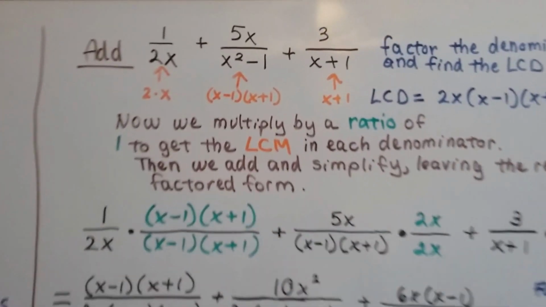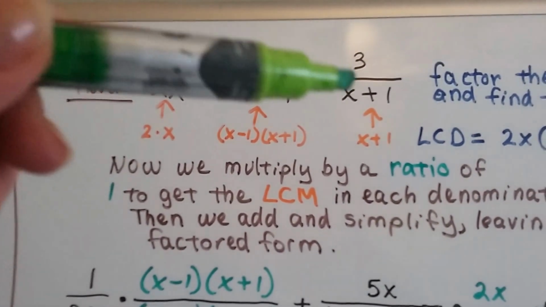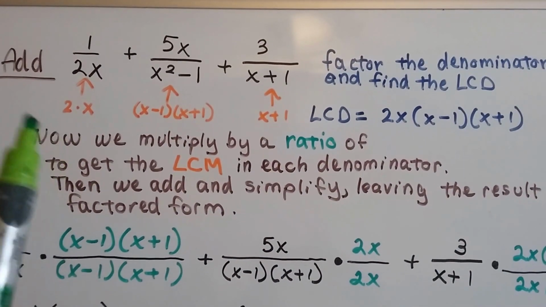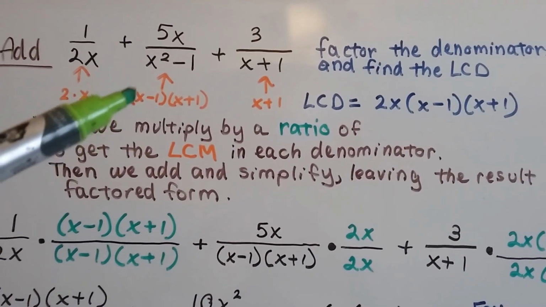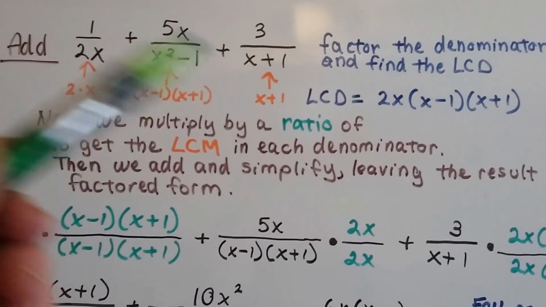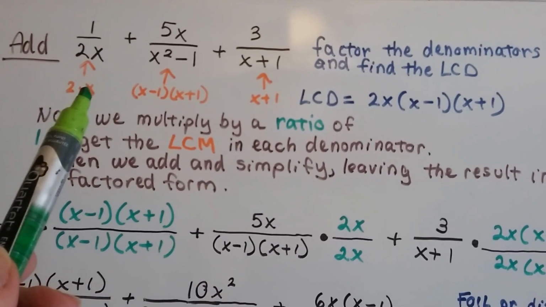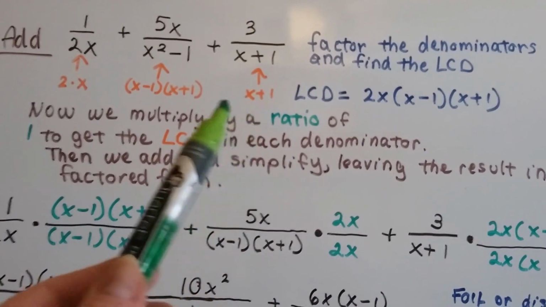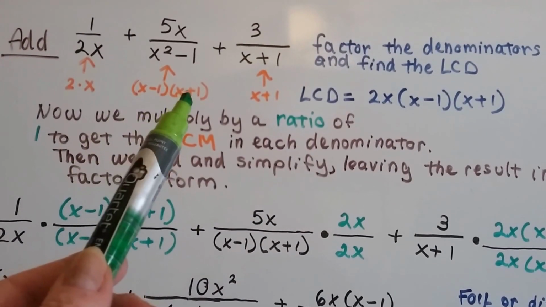All right, so we want to add this expression to this expression to this expression. So the first thing we have to do is factor the denominators and find that least common denominator. This is 2 times x, isn't it? This factors out as x minus 1, x plus 1, and that's just x plus 1, isn't it? So our least common denominator is going to be 2x times x minus 1, x plus 1. See? We got an x plus 1 again, so we don't use it. So we got 2x times x minus 1, x plus 1.